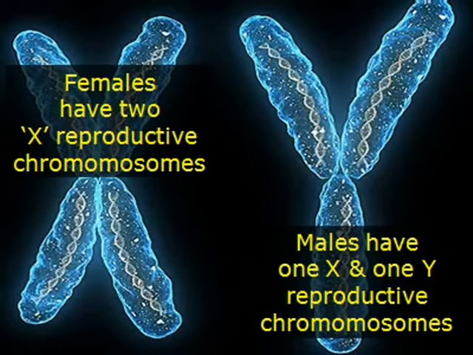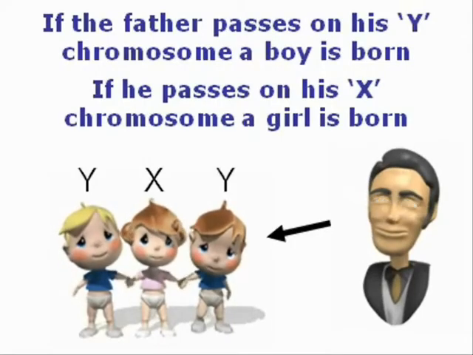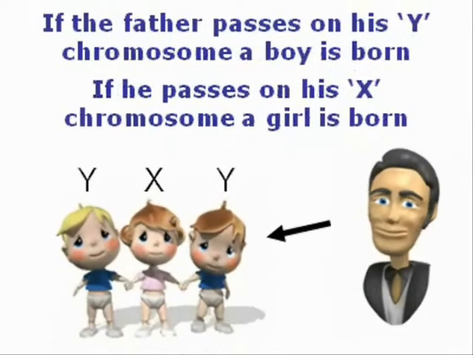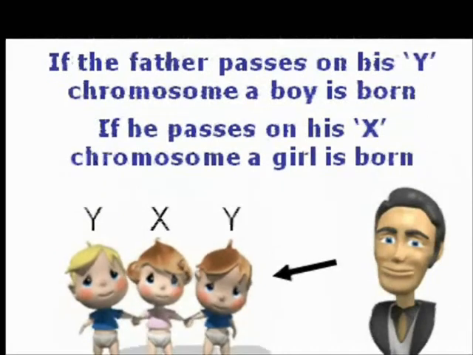Females have two X reproductive chromosomes. Males have one X and one Y reproductive chromosome. If the father passes on his Y chromosome, a boy is born. If he passes on an X chromosome, a girl is born.